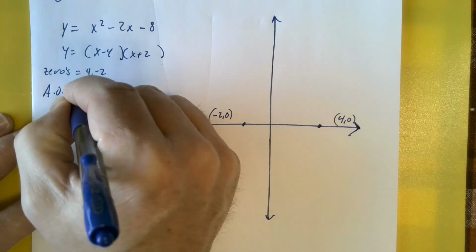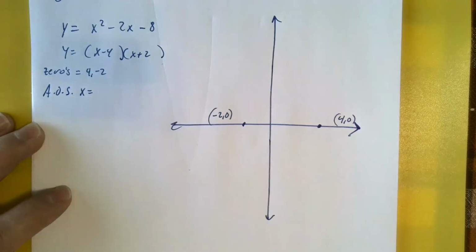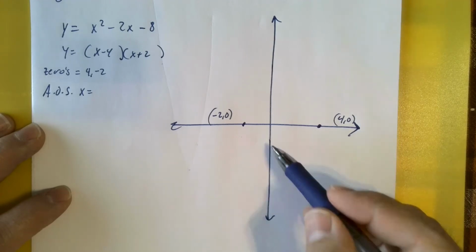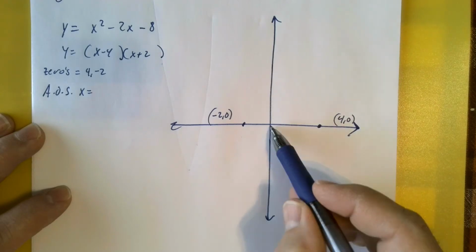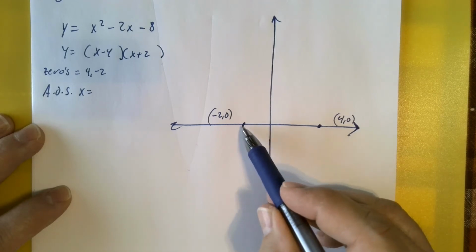Okay, now I know that my AOS, where's my AOS going to be? It's going to occur at x equals what? Who can tell me where my axis of symmetry is? When x equals 0? No. Just kidding. How do I do it? Negative... Yeah, just add them up, divide by 2.